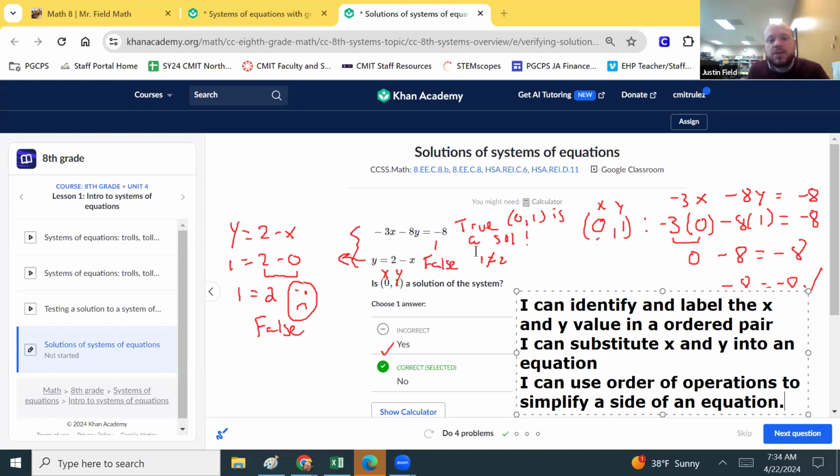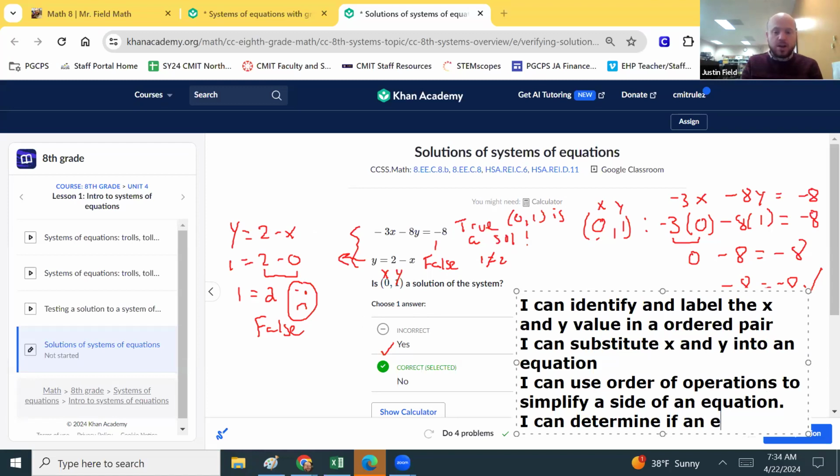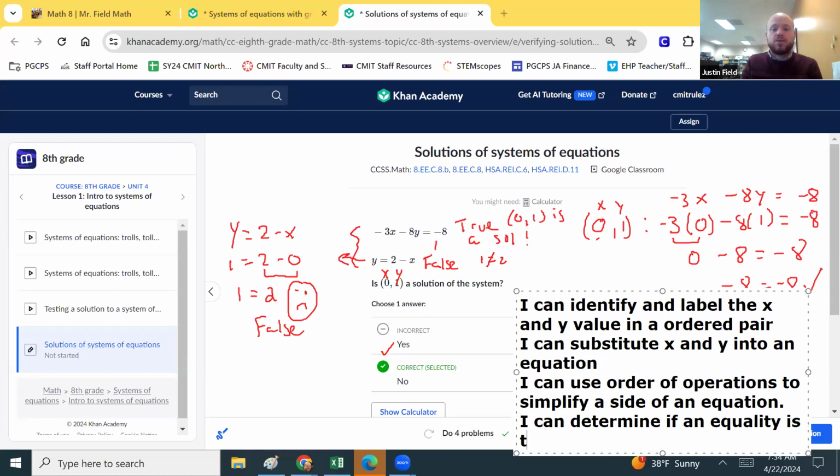And then the last step to know if it was true or false, we look, and so I can determine if an equality is true or false. That's really simple because if it's going to be true, we need to see the same number on both sides. Like here we had -8 equals -8. That's true. Here we had 1 equals 2. That's false.